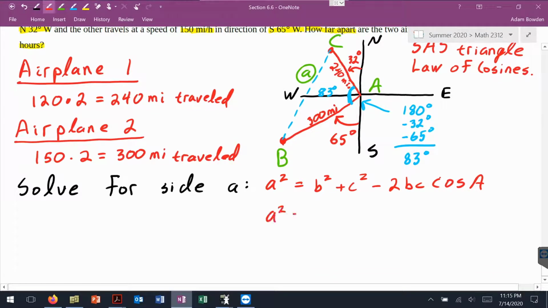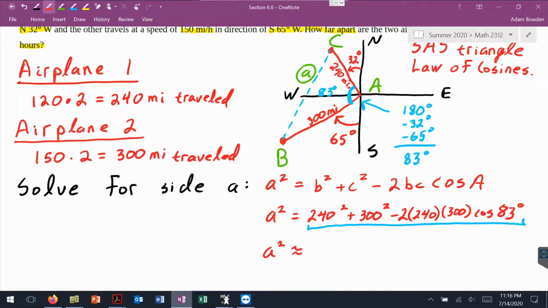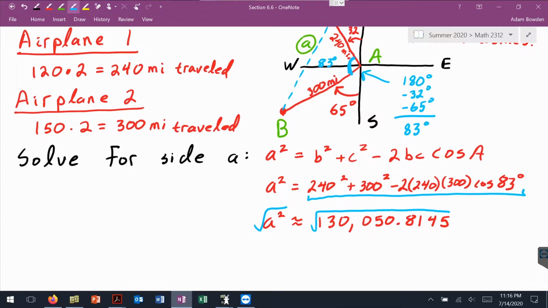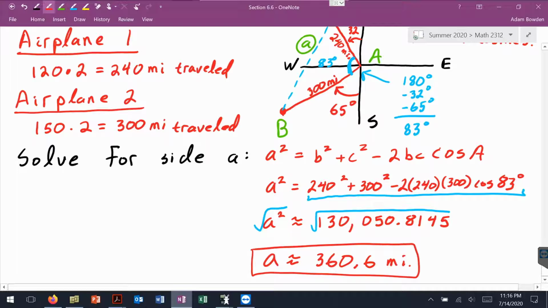Okay, and so we'll get here a squared is equal to 240 squared plus 300 squared minus 2 times 240 times 300 cosine of 83 degrees. I went ahead and ran the numbers on all the stuff here, calculated that out, and I got approximately 130,050.8145. But to that number, we'll have to do the square root because of a squared. And so when we're done with that, we'll have A is approximately 360.6. So 360.6 is the number of miles between the two airplanes after 2 hours.